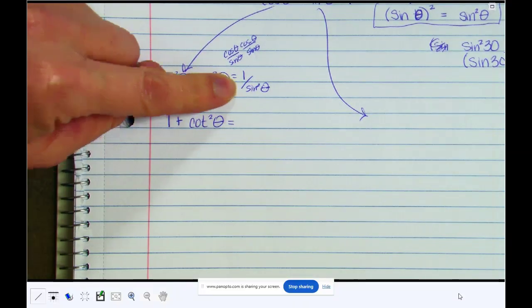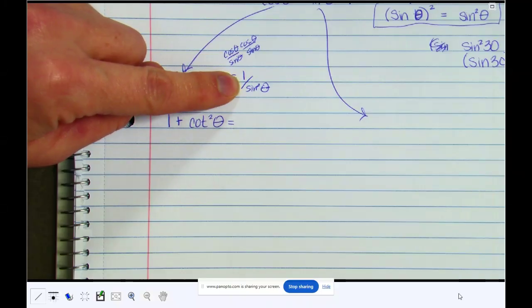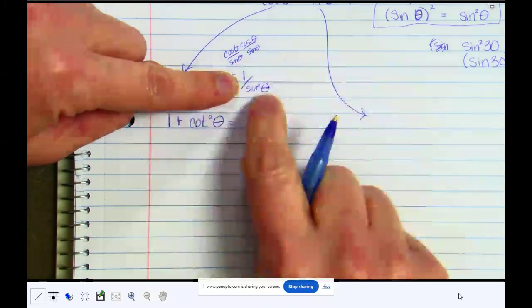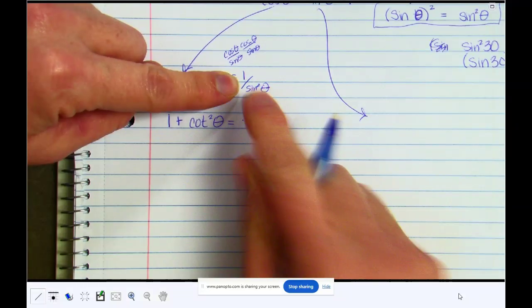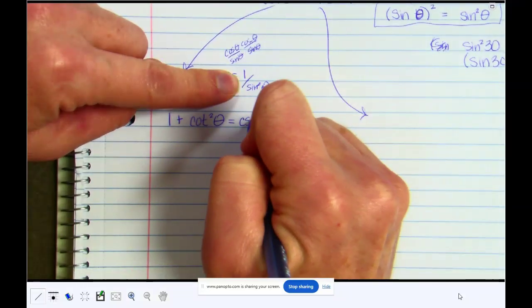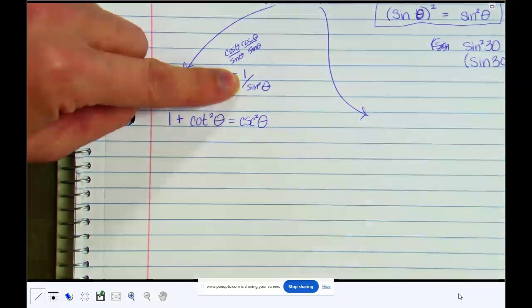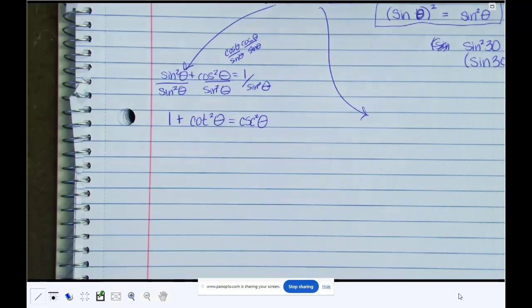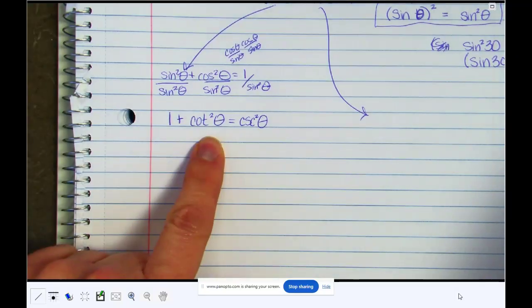Okay. So what's 1 over sine squared equal to? You have to look at reciprocal identities for that. 1 over sine is not secant. Cosecant. And it's 2 of them, right? There's 2 sines, so there's 2 cosecants. Cosecant squared. So we just subbed out sine and cosine for cotangent and cosecant.